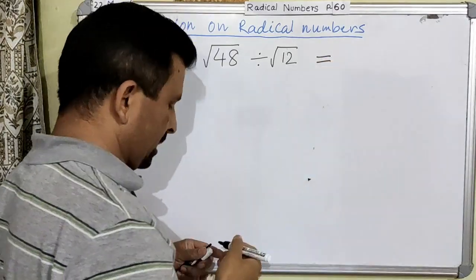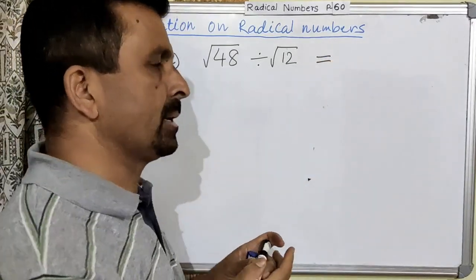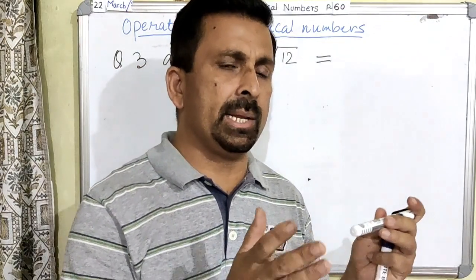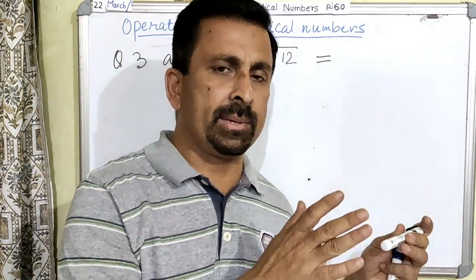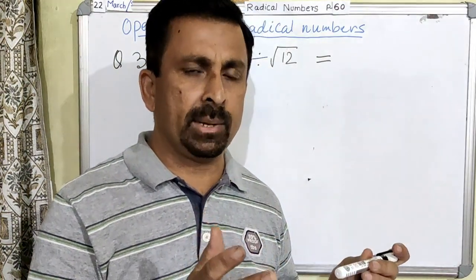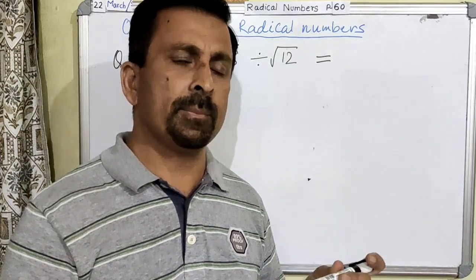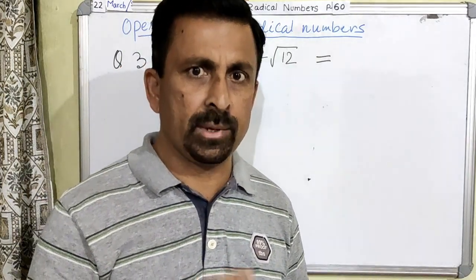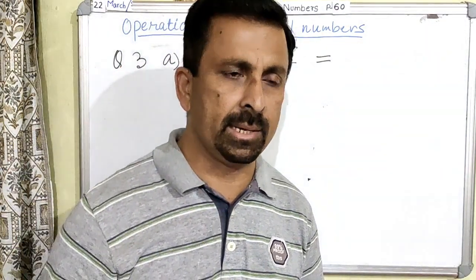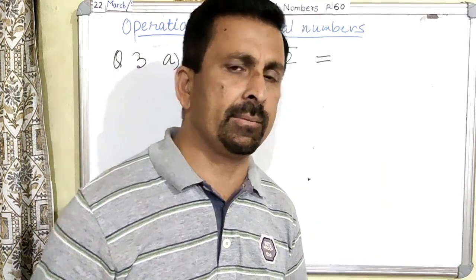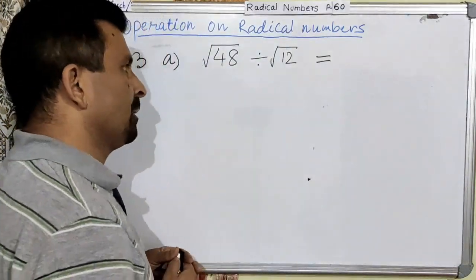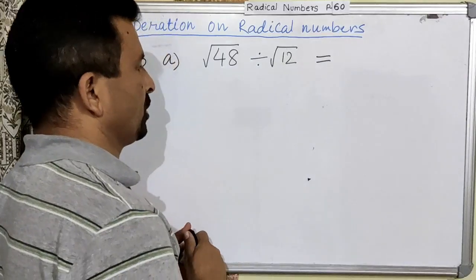In the multiplication also I said, when we have many radical signs of the same type, we need not to have many radical signs. In place of having so many radical signs, we can use one common radical sign. And the same thing we can apply in the division also, right? We will apply the same concept in the division.